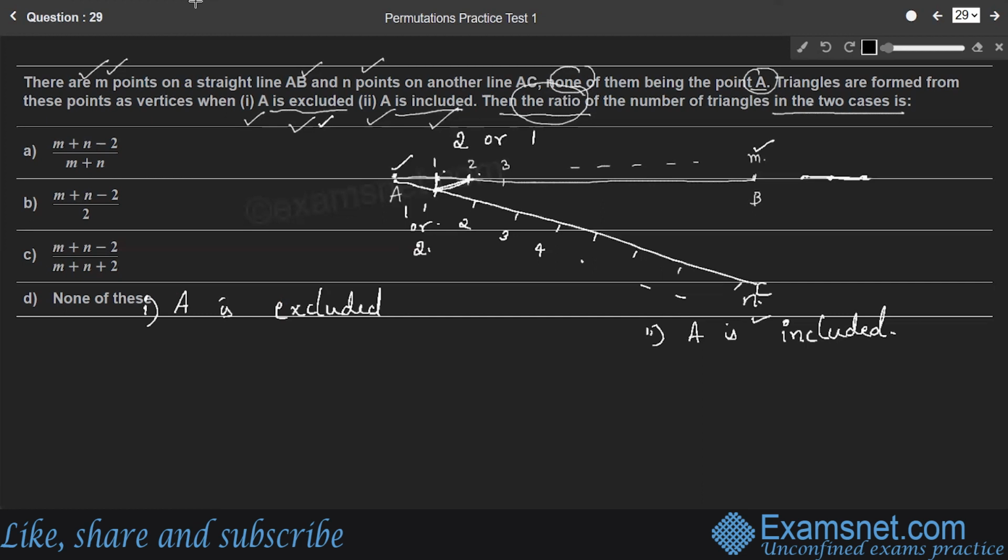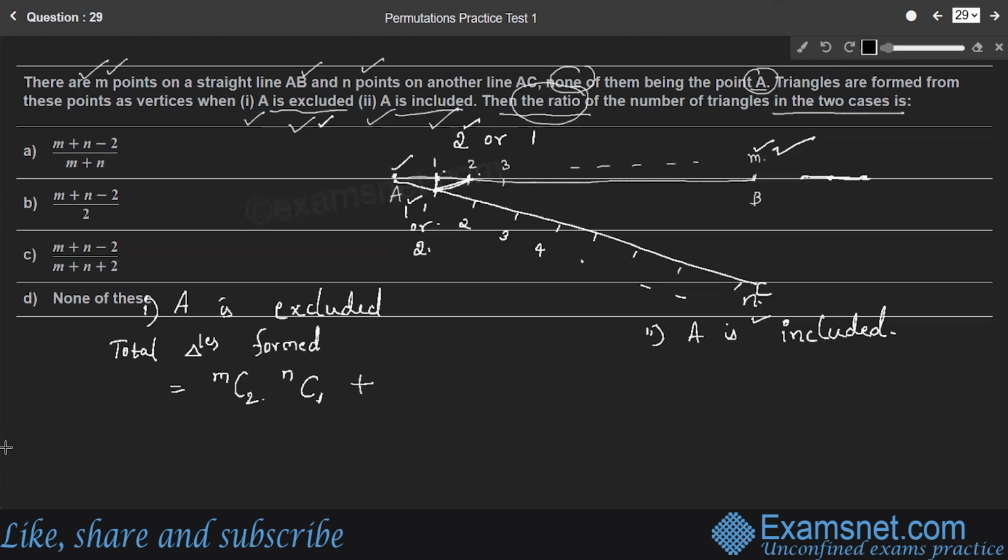Therefore, total triangles formed in this case when A is excluded is equal to, so out of m points, we have to select 2 points, right? Therefore, it is MC2. And out of n points, you have to select only 1 point, right? Therefore, it is NC1. Right? Therefore, the number of triangles that can be formed is MC2 into NC1.